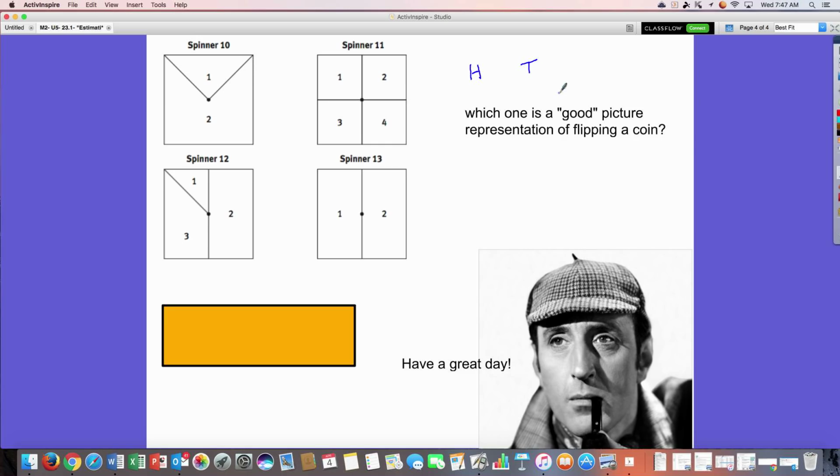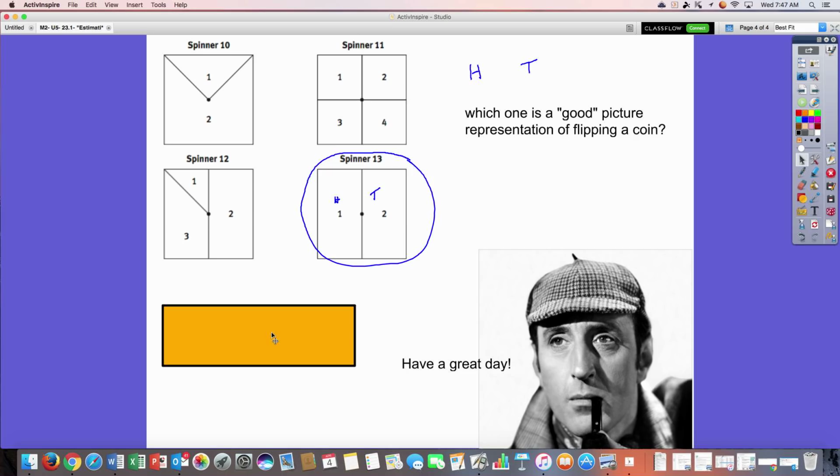Somebody Google it. Anyway, look at these spinners. Is that a 50-50 chance? No. Is this a 50-50 chance? No, there's like 4 chances with this one, right? Is this a 50-50 chance? No, there's a third choice. This is the only one that's a good representation of all the outcomes. It either has to be heads or tails. It can't be anything else.